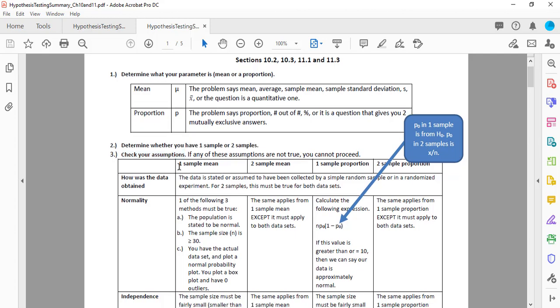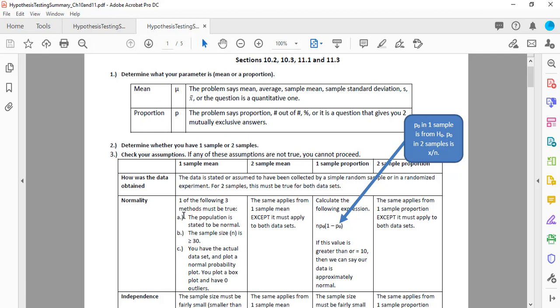For all of our different methods, whether you have one sample or two, the first thing you always have to do is verify how the data was collected. It should have been collected by a simple random sample or in a randomized experiment. If you have two samples, both of them needed to be collected by simple random sampling. Next, we need to check and make sure that the shape of our distribution is approximately normal. And we have different ways to check for this depending upon whether you have a mean problem or whether you have a proportion problem. That's why that's step number one, to make sure you know that.